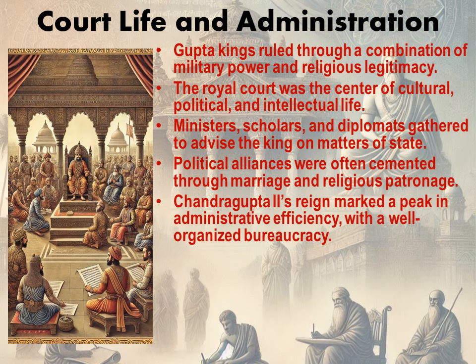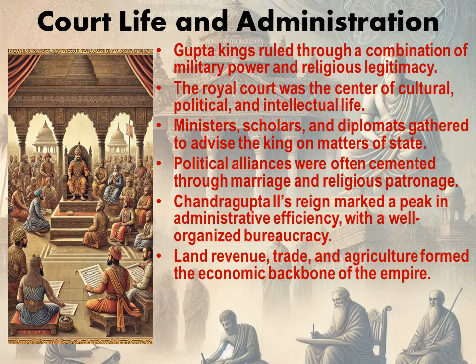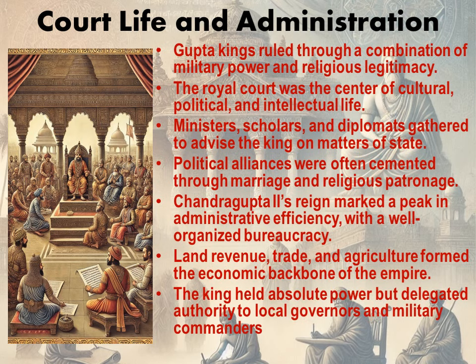Chandragupta II's reign marked the peak in administrative efficiency with a well organized bureaucracy. Land revenue, trade, and agriculture formed the economic backbone of the empire. The king held absolute power but delegated authority to local governors and military commanders.